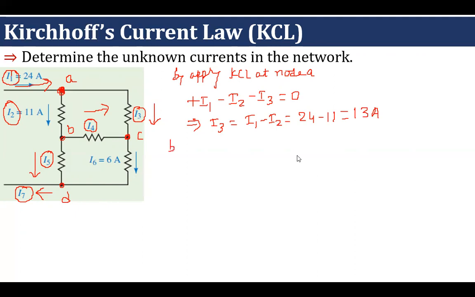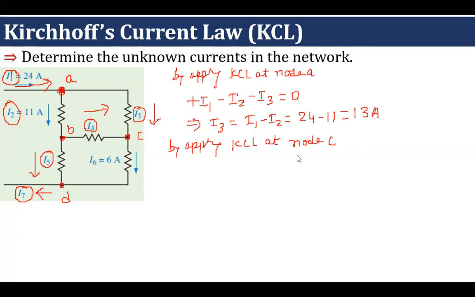Now again, by applying KCL at node C, in place of B, I'm going to apply C. Why am I going to apply C? Because I3 is a known quantity, and here I6 is also a known quantity. We'll have only one unknown, so easily we can get the value directly. Okay, so in this way we can choose which should be the next node at which we are going to apply the KCL.